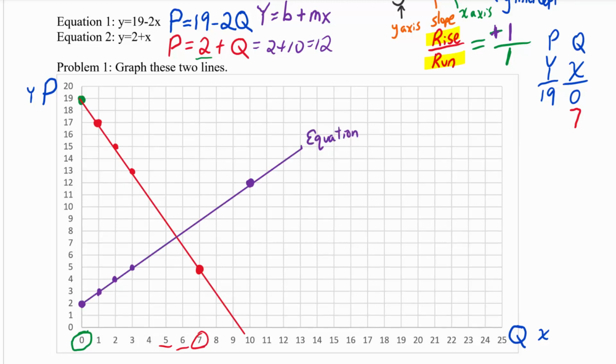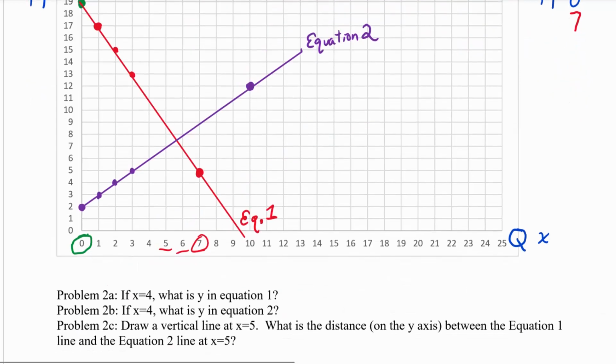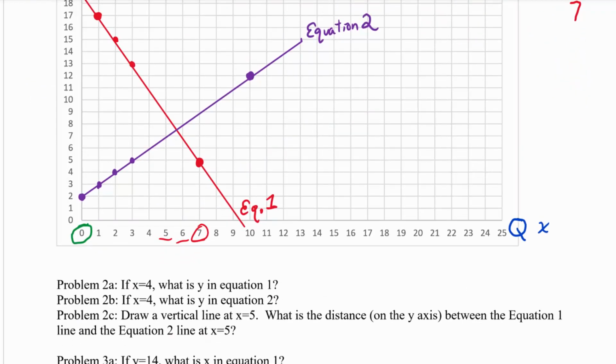And let's label these equations. So this purple one is equation 2. The red line is equation 1, to help us when we answer some questions coming up. So here are some interesting questions to get us to think about not just graphing a line and then we're done, but let's really think about some of the things that are going on inside this graph.